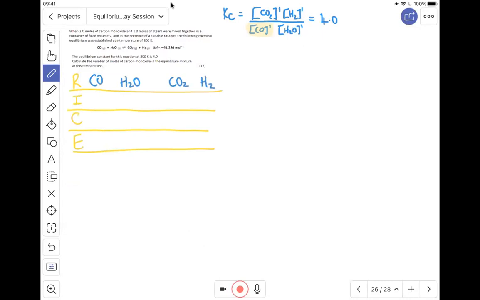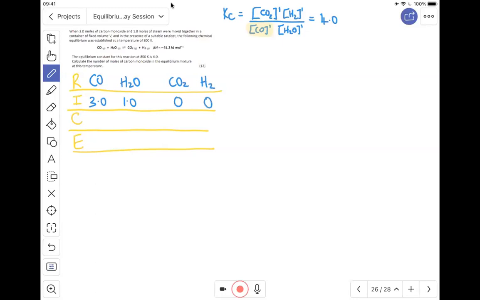So it tells me that 3 moles of my carbon monoxide, 3.0, react with 1 mole of steam. Steam refers to water. And we filled those into our initial row because initial means what we have at the start. And we know at the start of any reaction, you won't have any product unless you're told otherwise. So we can fill in 0 and 0 for our products.